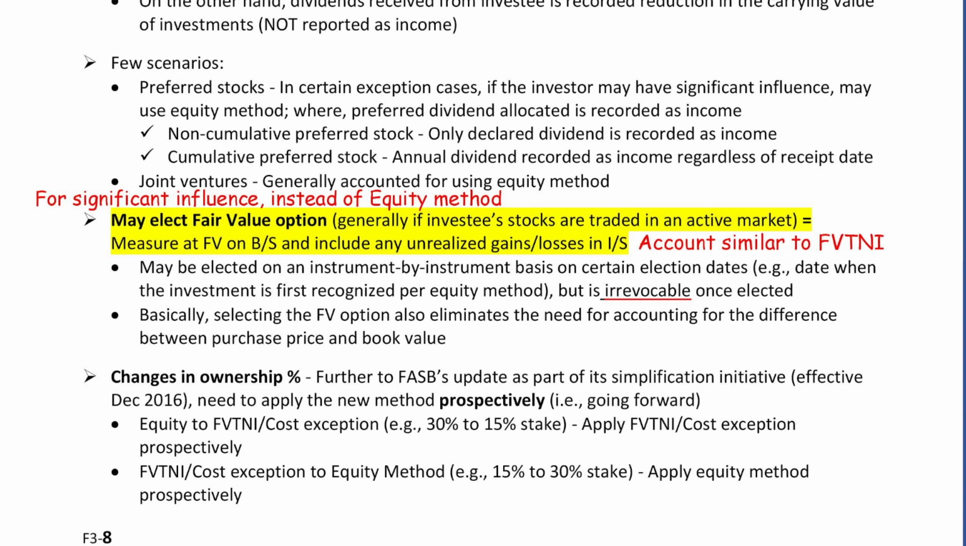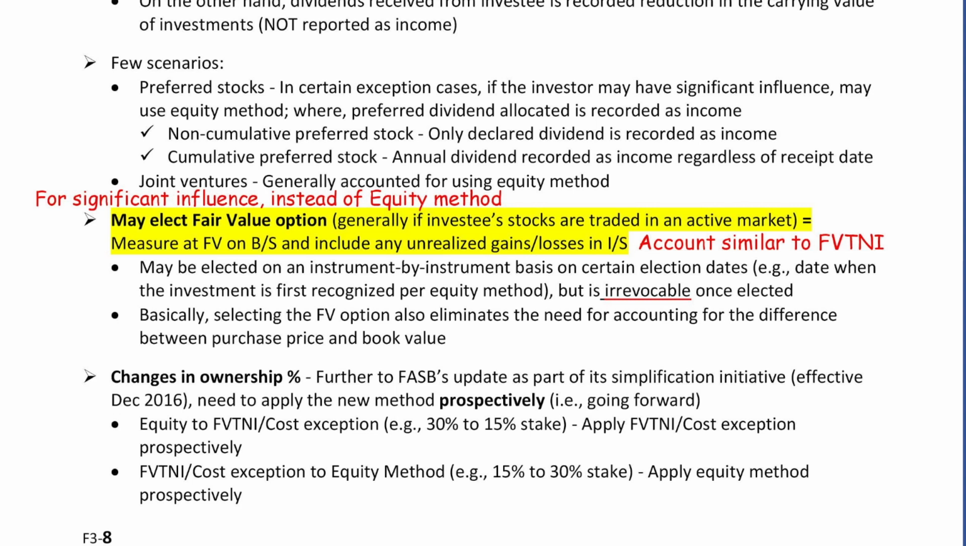So basically, what we are saying is even if the investor has significant influence, instead of going for the equity method, the investor can elect the fair value option, where he accounts for the investment in those equity securities, where he's got significant influence, similar to the fair value through net income method.